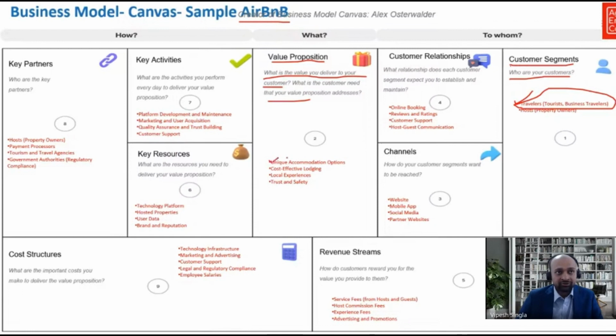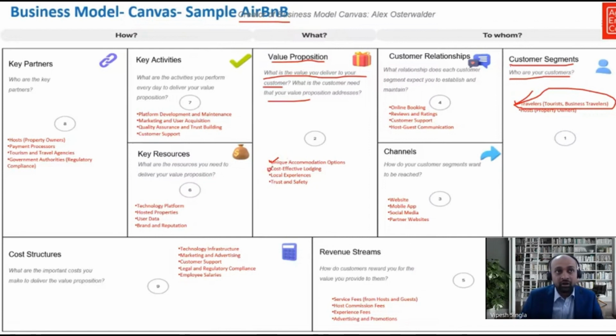Unique accommodation options. The kind of accommodation you get on Airbnb, you will not get from hotel chains like Marriott or other competitors. For example, let's say you want to experience a tree house. You want to stay overnight in a tree house, or stay in a tent near the beach, or go and stay in a jungle hut or outhouse for a week or two. That kind of experience is very unique to Airbnb. It is not offered by other competitors of Airbnb.